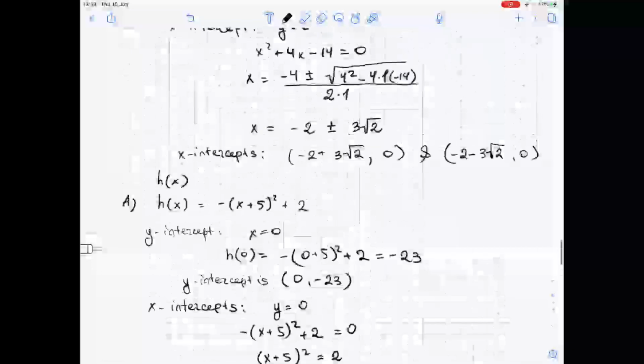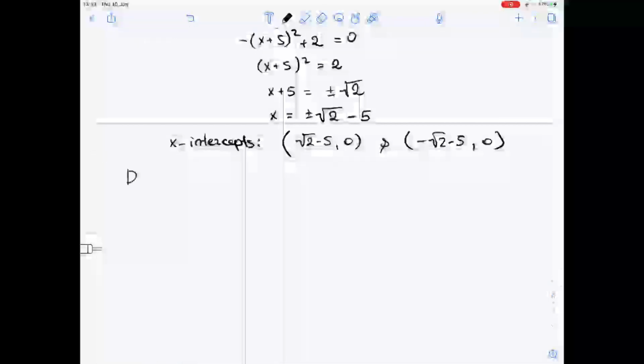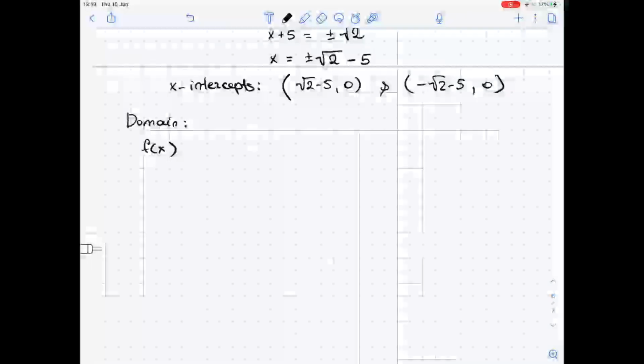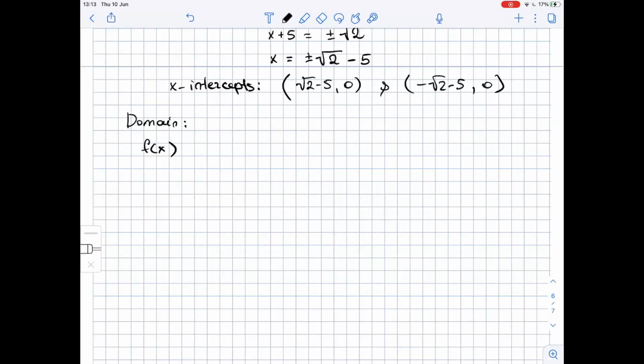Great. Now we need to find the domain of both functions. So for function f of x, the domain is the set of values of x which we can use in our function. The function f of x equals x squared plus 4x minus 14 has a real value for every x, and no x value is excluded. So the domain of f of x equals the interval from negative infinity to infinity. Similarly, for h of x, the domain also contains all real numbers and no value is excluded, so the domain equals the interval from negative infinity to infinity.